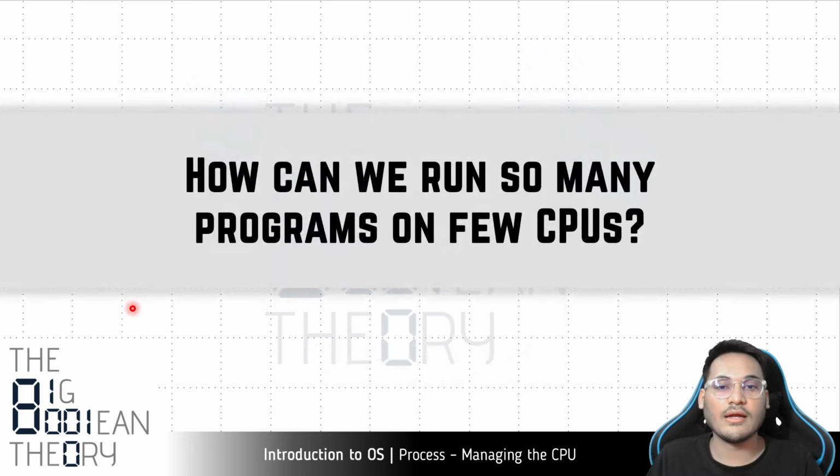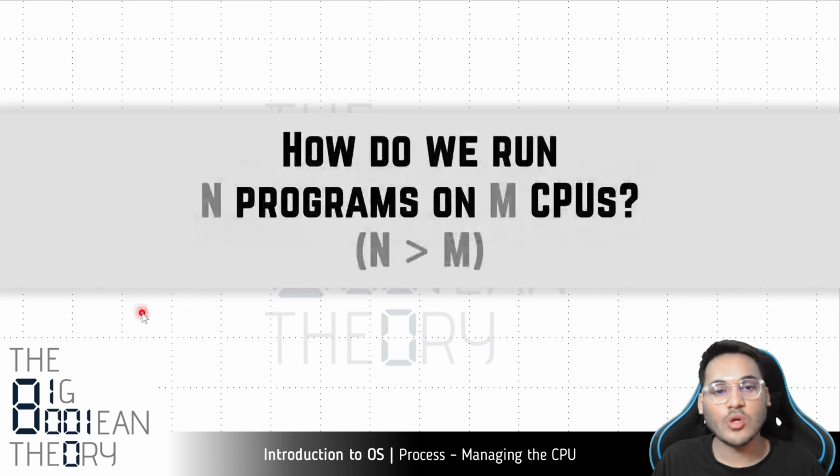So let us understand how we can run so many programs on a limited number of CPUs, right? We saw that there were roughly 241 programs running on 8 CPUs in my system. We want to understand how it is possible to run so many programs when the number of CPUs that we have in the system is limited. So let me pose this as a problem. The problem is, how do we run n programs on m CPUs where the number n is much greater than m, right? And let me simplify this problem.